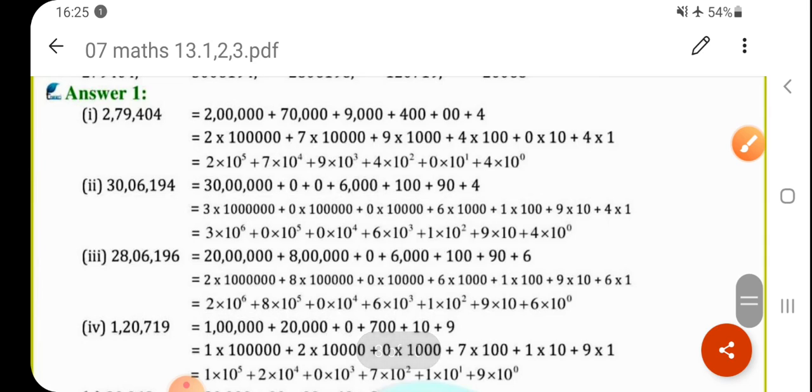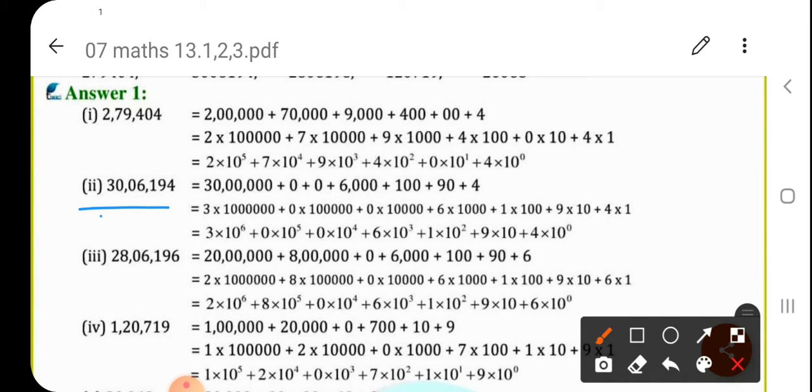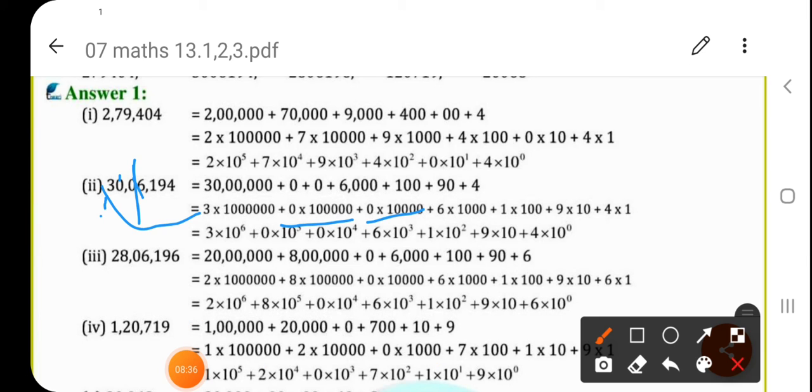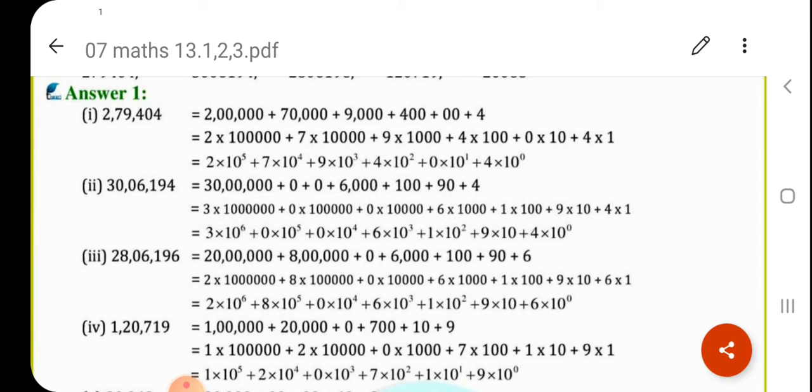Okay. Now in the next example, what you have to make sure is that here 2 zeros are given. So first 3 is in place of 10 lakh. So 3 into 10 lakh. Then 0 is in the place of 1 lakh. So 0 into 1 lakh. Again this 0 in the place of 10,000. So 0 into 10,000. Then 6 in the place of 1000. So 6 into 1000 and so on. Then all these numbers you have to write in the exponential form.